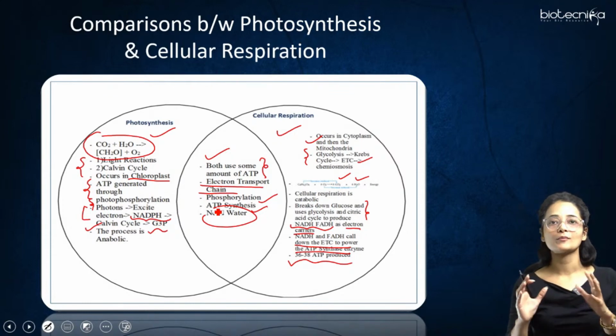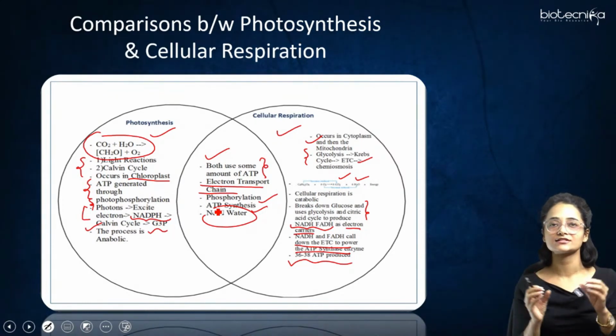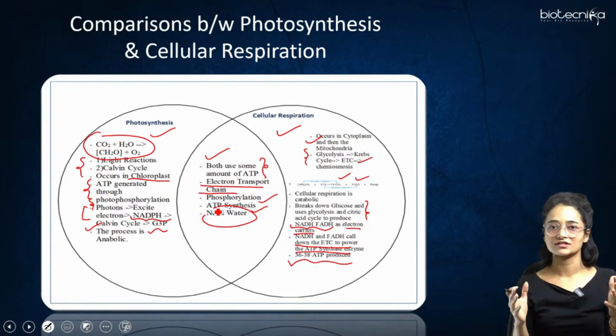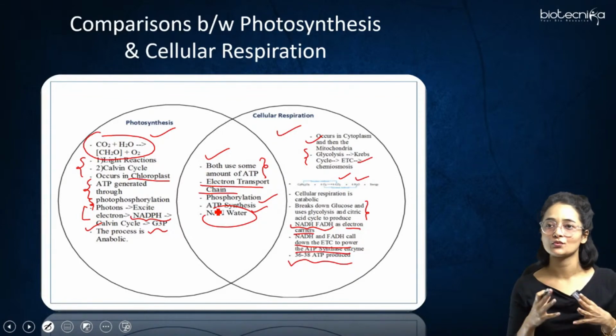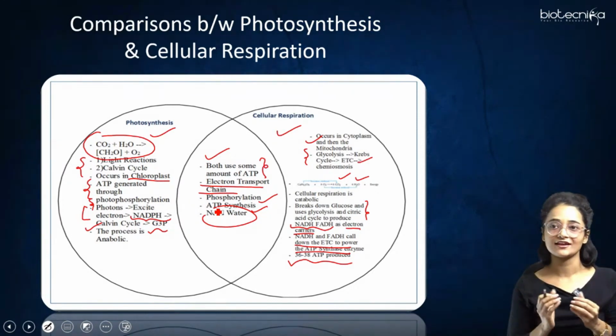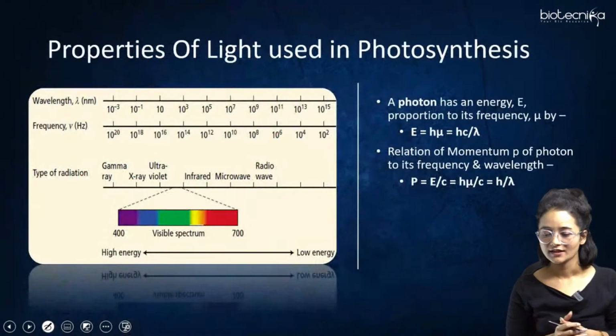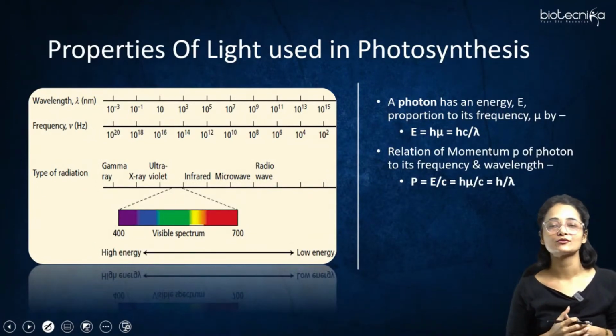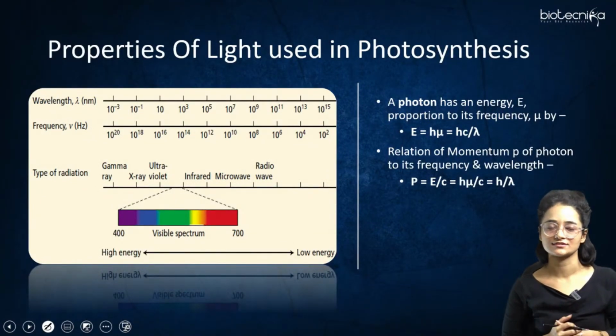So these were the common differences and the common similarities between cellular respiration and photosynthesis. I explained it with the help of the Venn diagram. This is something very basic that everyone should know. Then, coming to the next slide, it tells about the properties of light used in photosynthesis.